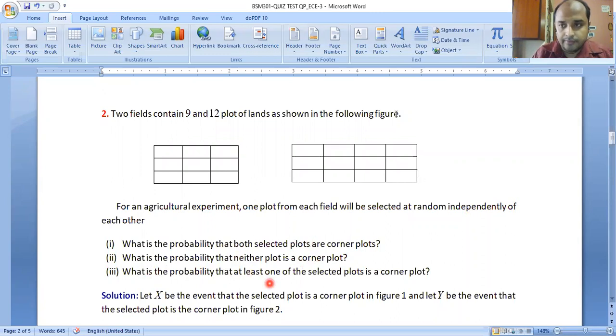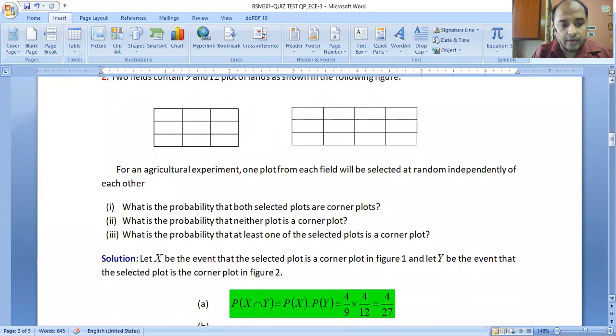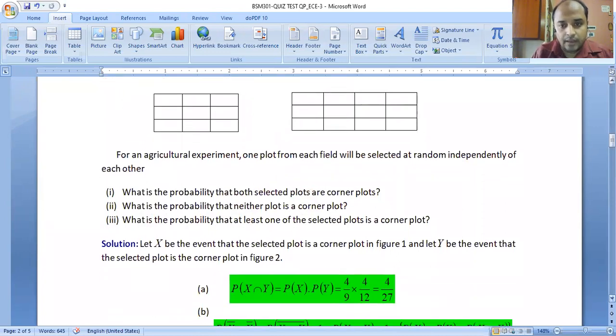That was the problem. Okay, let me save your chat because it is also very important besides taking class. Anyways, now let me discuss question number 1 first of all. Look at this plot. What is the probability that both selected plots are corner plots?